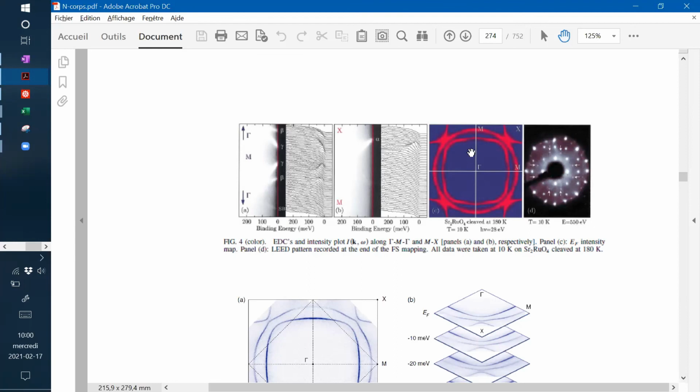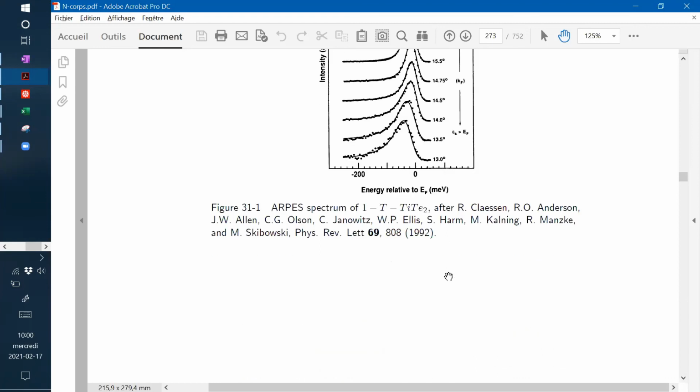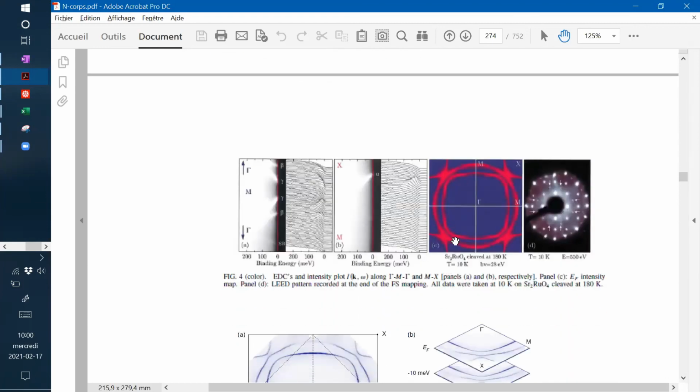Here, this one. These are still energy distribution curves, but these are momentum distribution curves. So it means that we are looking at a fixed energy. So omega is fixed. It is as if in this plot here we fix omega and we change the wave vector. So at omega equals 0, you get this in the Brillouin zone. So what is this compound?